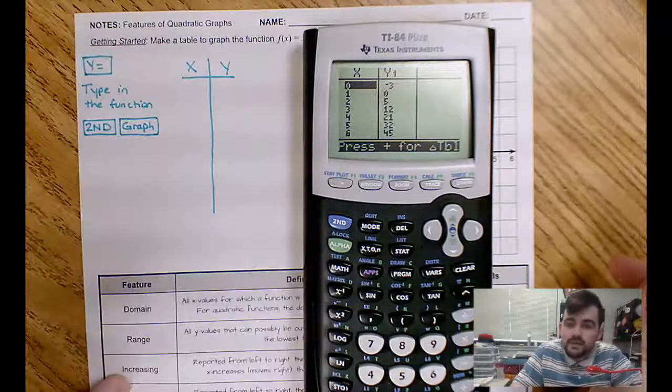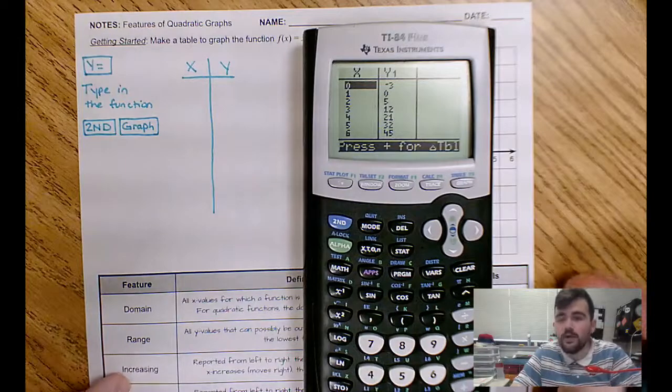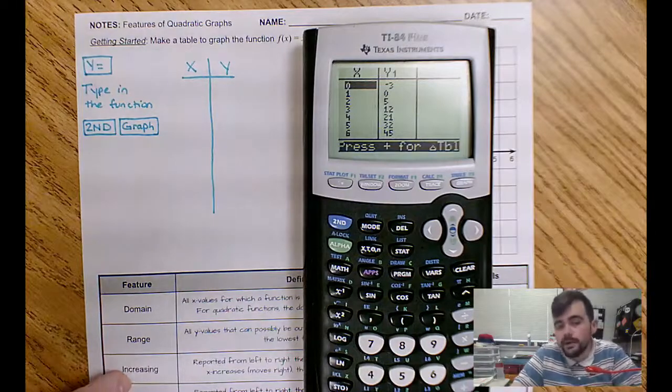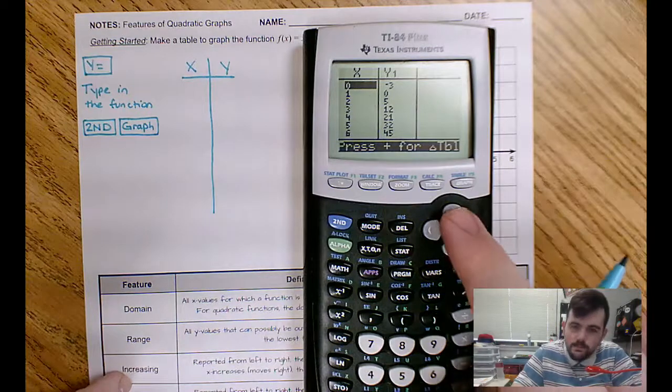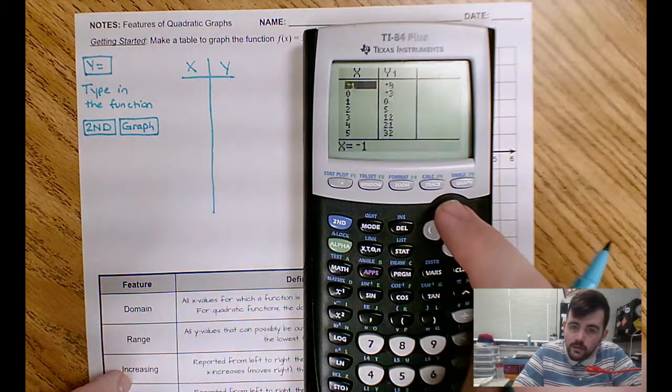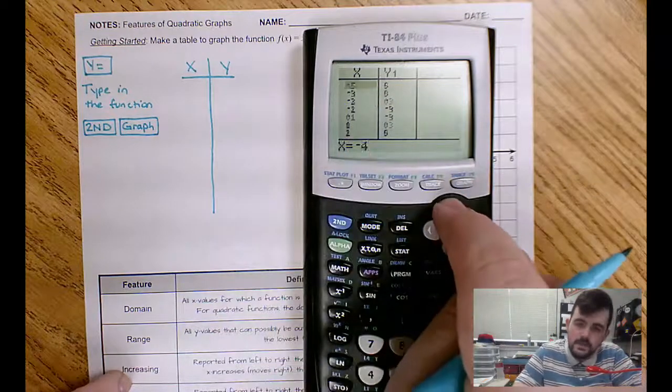The nice thing about this is it has made a full and complete table for us with all the x and y values that we could want. Now, the best way to do this is to look at the biggest negative number that we could fit on our graph, the biggest negative x value. So hit the up arrow.